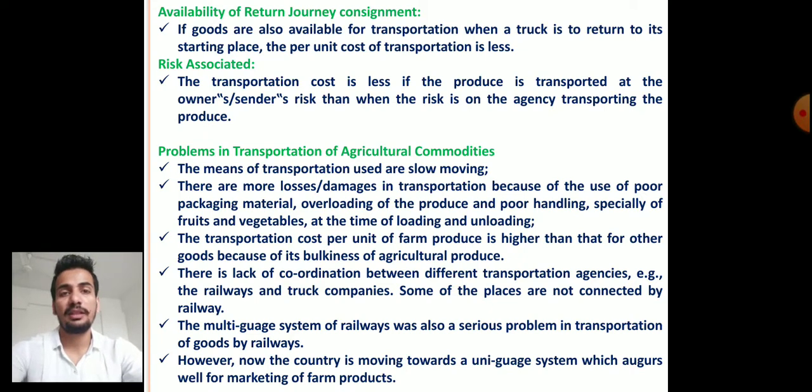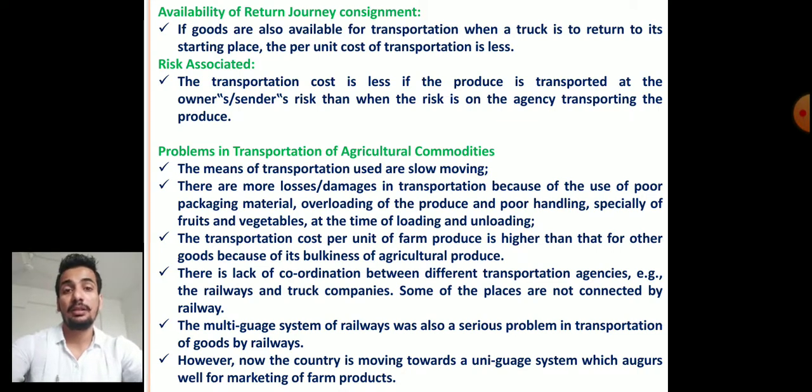The next is risk associated. The transportation cost is less if the produce is transported at the owner's or sender's risk than when the risk is on the agency transporting the produce. So risk also affects the transportation cost. So this is all about the factors which affect the transportation cost.